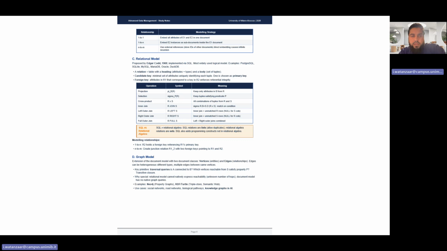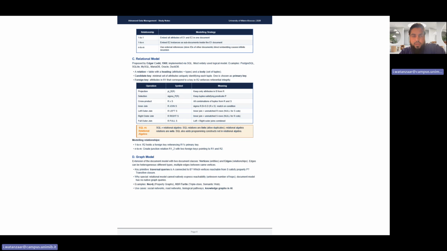So the key primitive is the traversal query. A traversal query is: A is connected to B. This is a very important concept in the graph model. Which vertex is reachable from S, where S is another vertex, satisfying property P? This is basically called transitive closure. We are connecting two different vertices through a third vertex based on a certain condition.